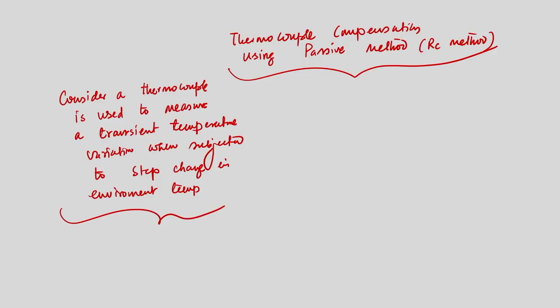Towards the end of this exercise, we will discuss the advantage of using this method, and of course, what are the disadvantages. These methods will be discussed, and we also will try to discuss the advantage of the active method. So, now we will discuss this taking an example, using a schematic depiction, of the thermocouple compensation by the RC method.